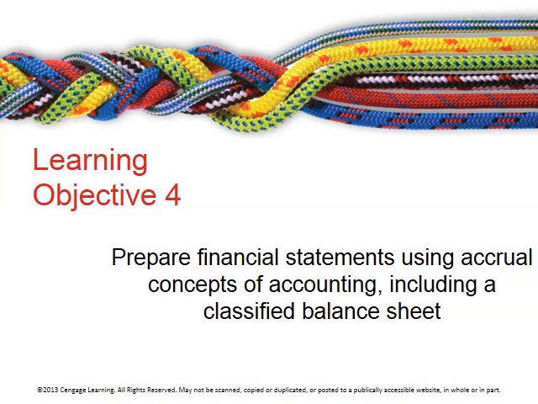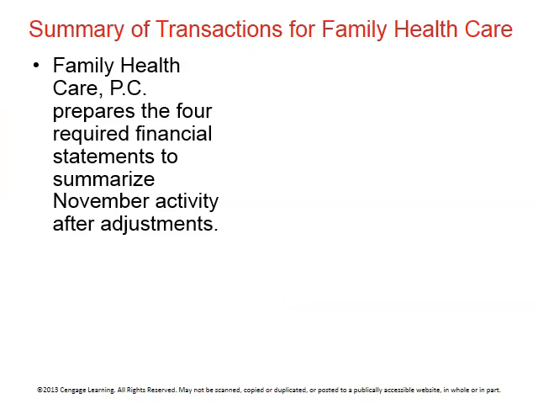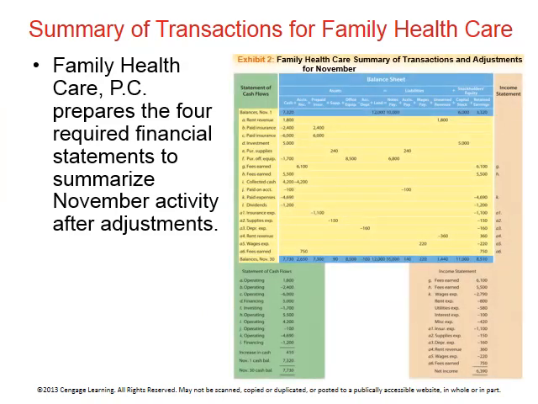Right, part 3, let's take a look at the financial statements. So if we look at all of the transactions we did in part 1 and 2, we have our statement of cash flows items, our balance sheet items, and our income statement items. So we're going to use our summary of transactions to put together the financial statements.